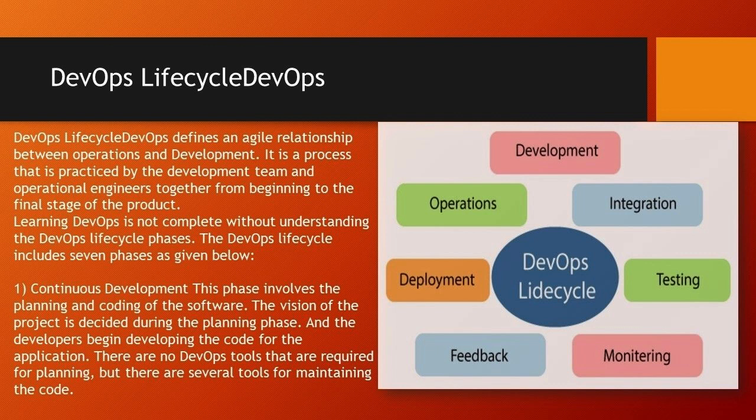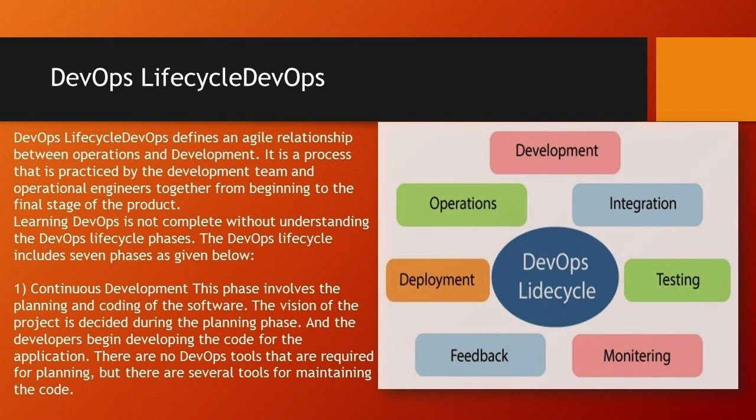1. Continuous development. This phase involves the planning and coding of the software. The vision of the project is decided during the planning phase, and the developers begin developing the code for the application. There are no DevOps tools that are required for planning, but there are several tools for maintaining the code.